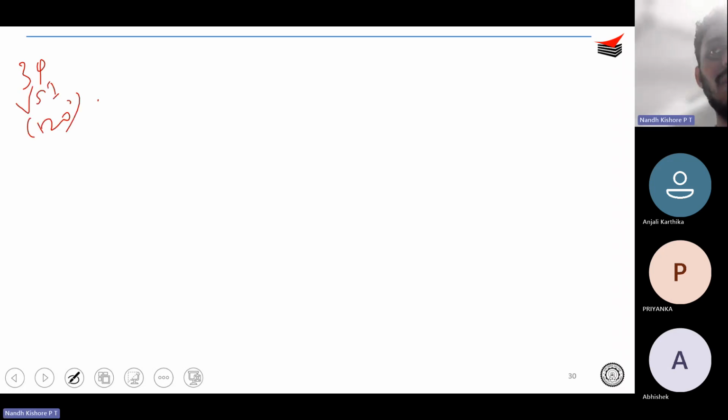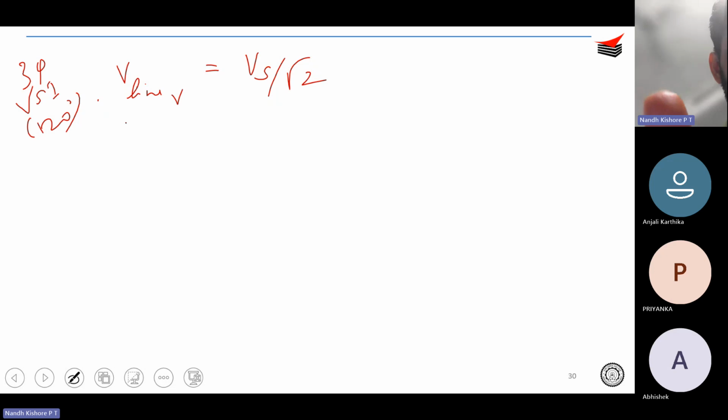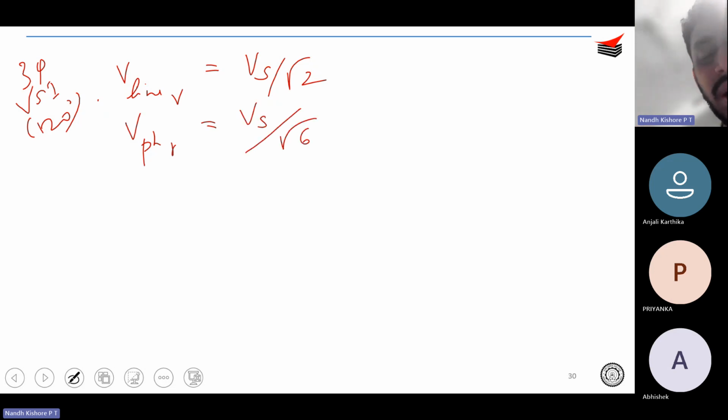Okay, so for 120 degrees, you will see that your V line RMS will be Vs by root 2. Vs is your DC voltage, mind you. If your V line RMS is Vs by root 2, V phase RMS is going to be Vs by root 2 divided by root 3, so it is going to be Vs by root 6.